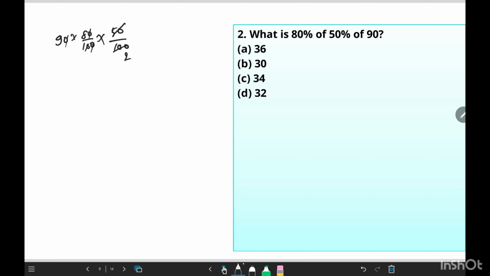How much will this make? See, 9 into 8 divided by 2, that means 4, 36. The number we got is 36, option A, right?